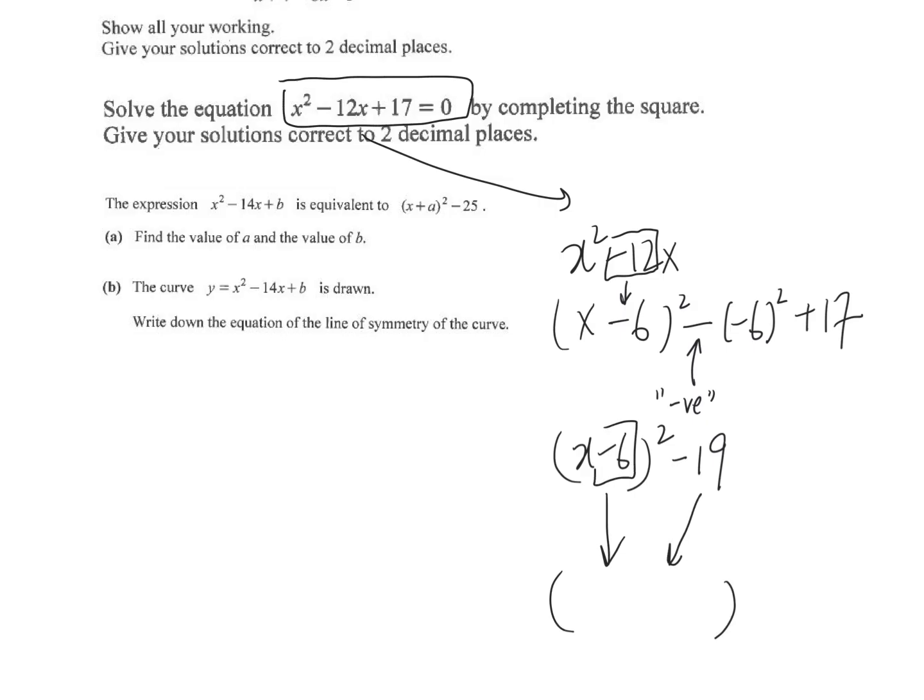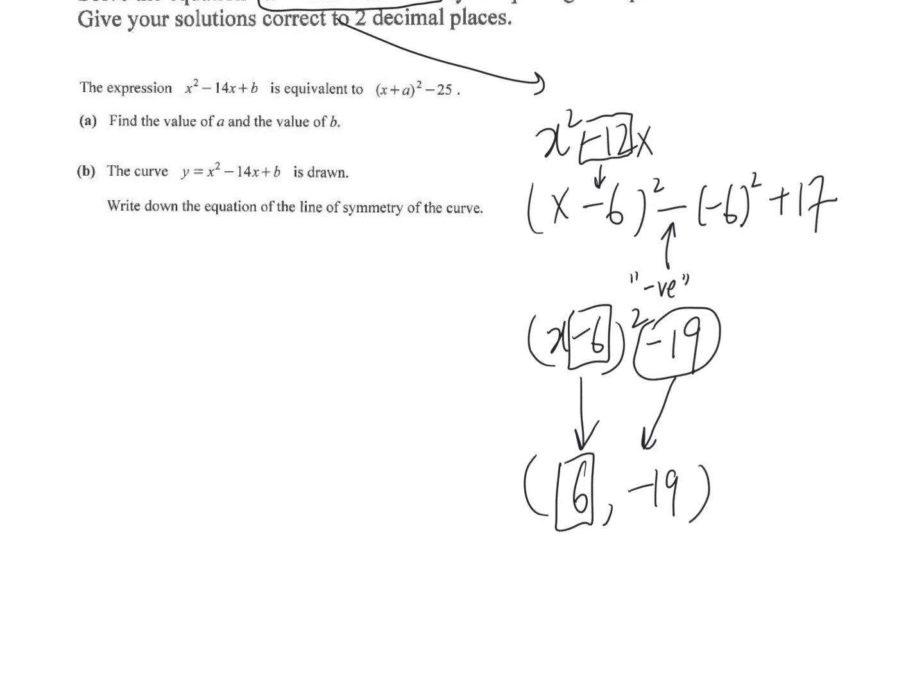Okay, how to read the turning point from here? This one opposite, so it's 6. Then the y, copy. So what is the line of symmetry? It is always this one. This is the turning point, all from your completed square form. So this one opposite sign. This one copy. Okay, this one half. So completing the square.